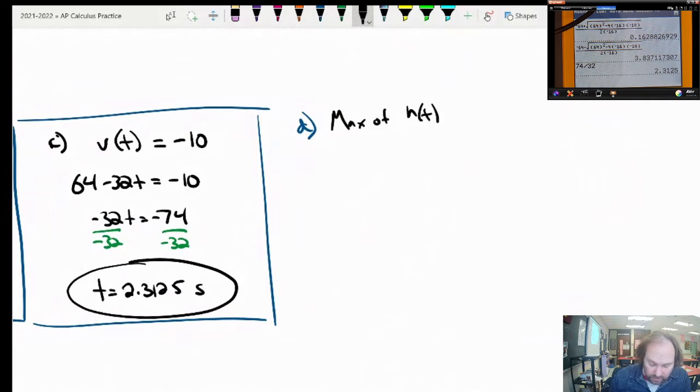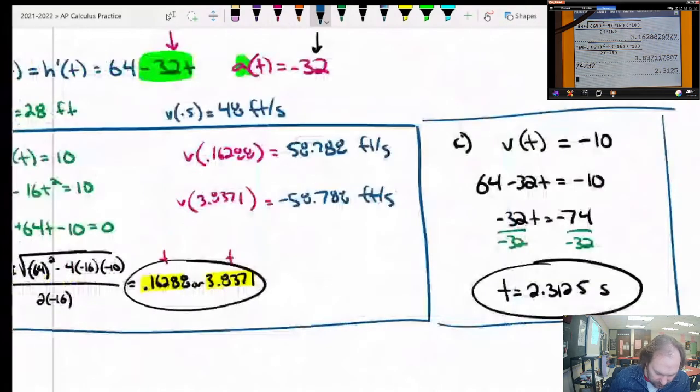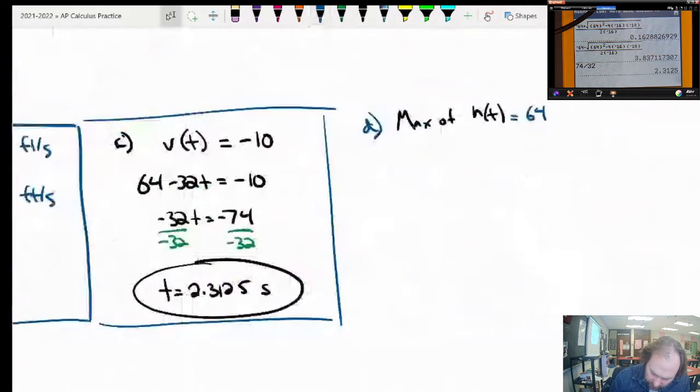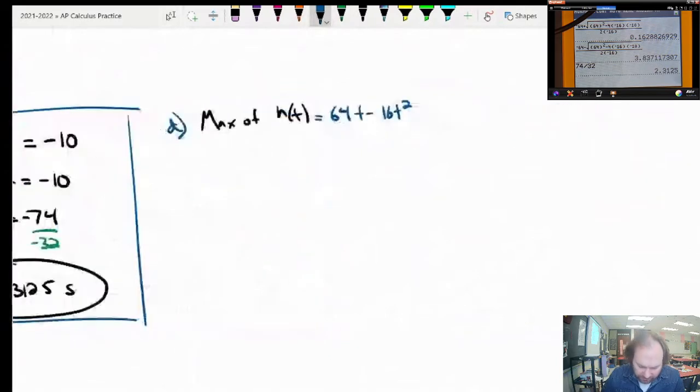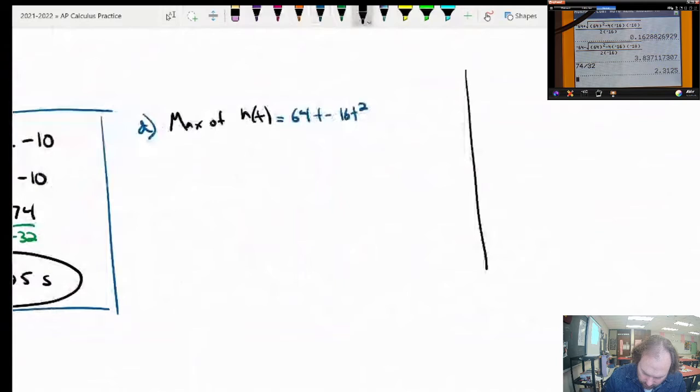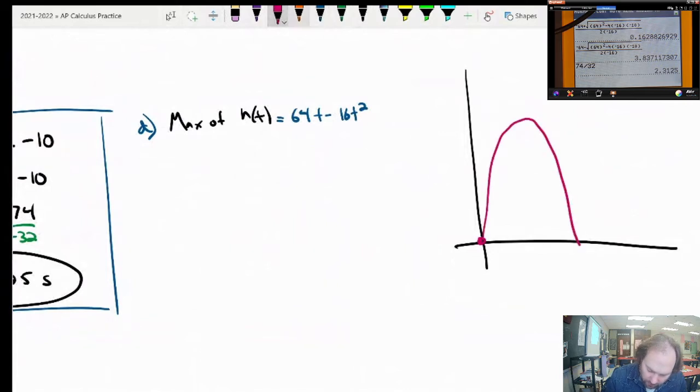To find it, there's a couple things you could do. You could take your original h of t function, which I think is 64t minus 16t squared. If you think about this as a parabola, which it is, let's draw a quick graph of this. It's going to start at 0, 0, and it's going to go up, and it's going to come down. What we're looking for is that maximum point.